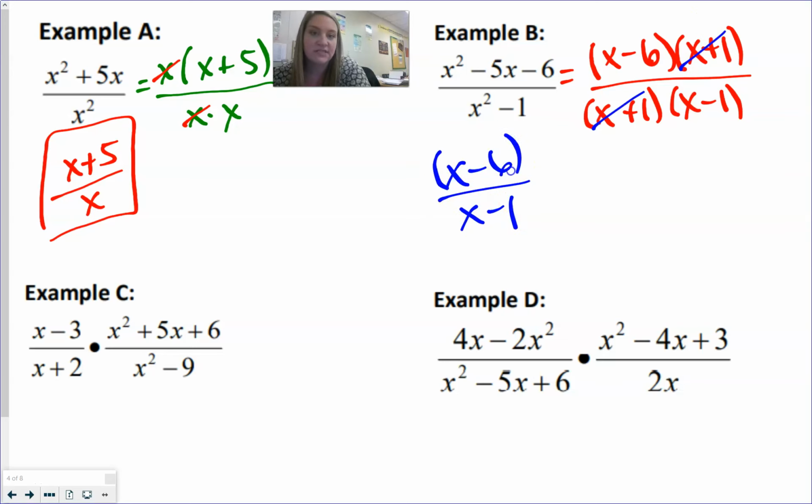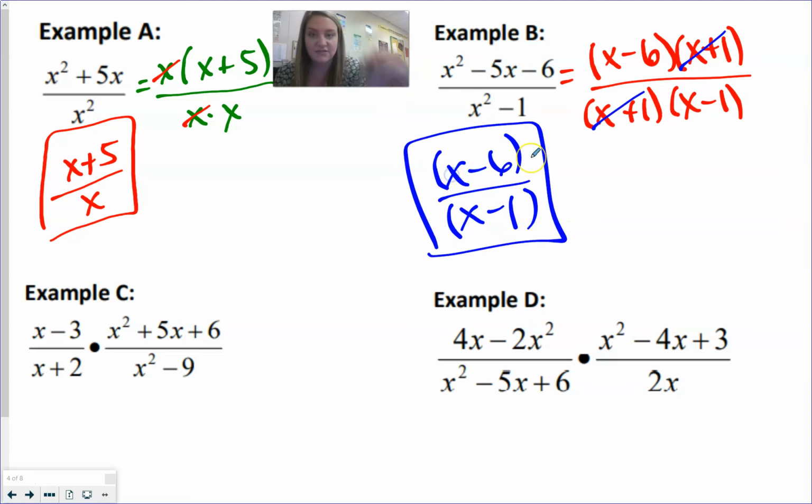Right? These are still in parentheses, okay? I can't go canceling out x's. I can't do that, because this x is still a factor with 6. X is not the factor. X minus 6 is the factor. So there is no common term to cancel that out with. Okay?